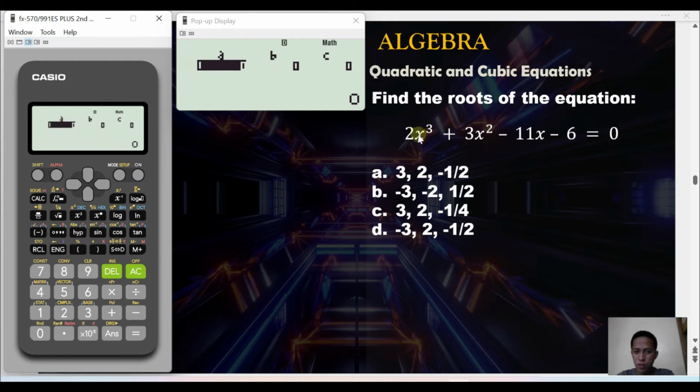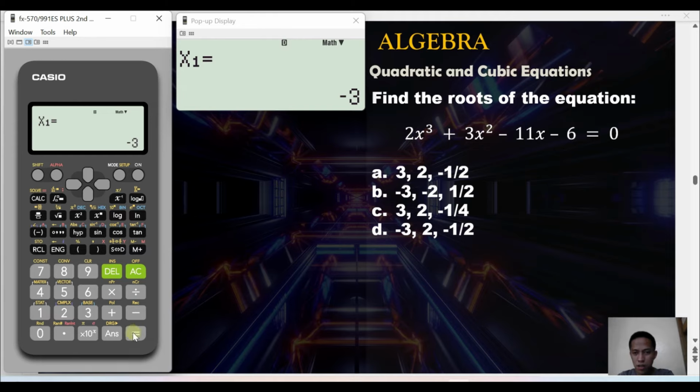So the coefficient of x cubed, that is 2. So the coefficient of 3x squared, that is 3. The coefficient for negative 11x, that is negative 11, equals. And for the constant, that is negative 6. Equals lang guys, then press equals. X is negative 3. So it's either B and D na lang.